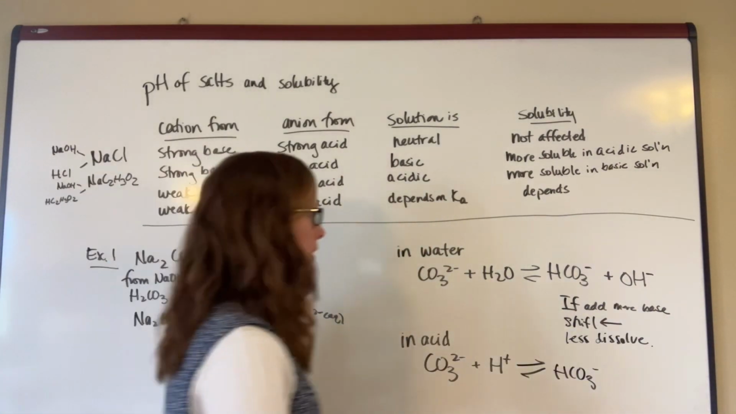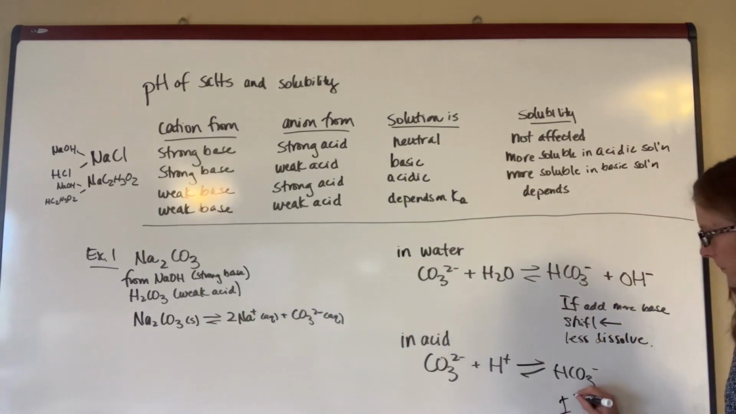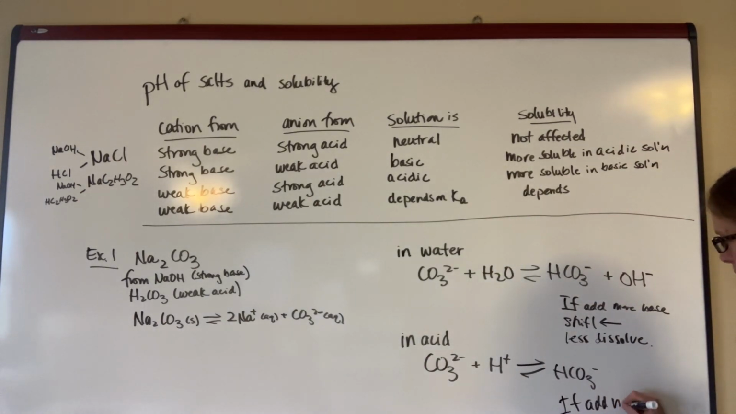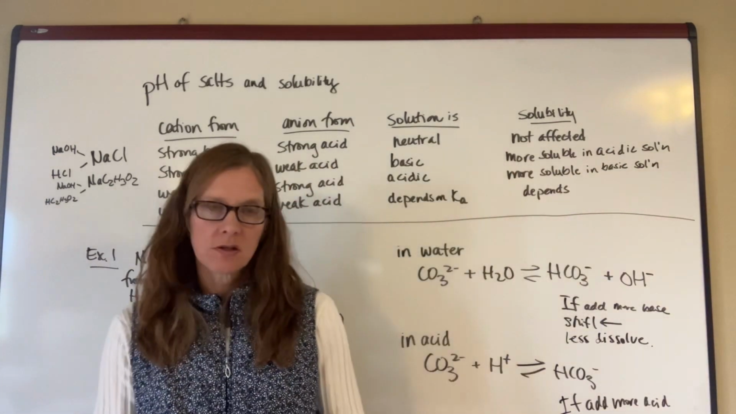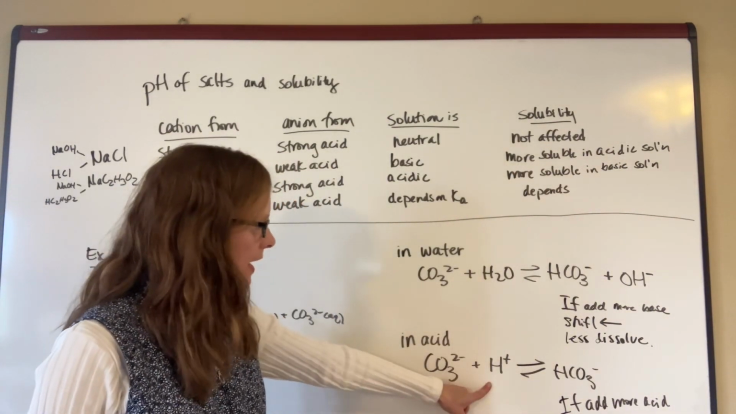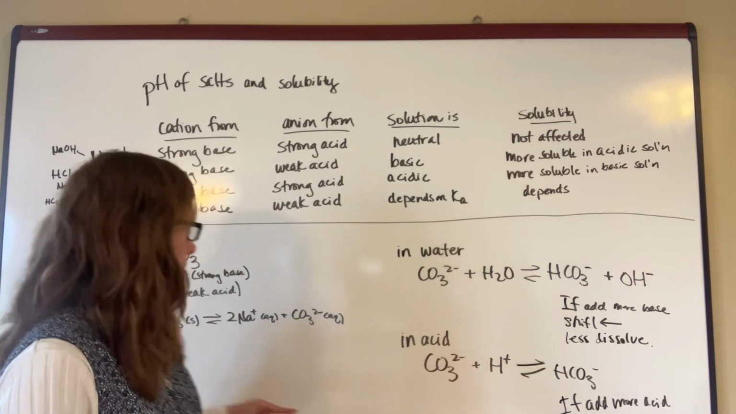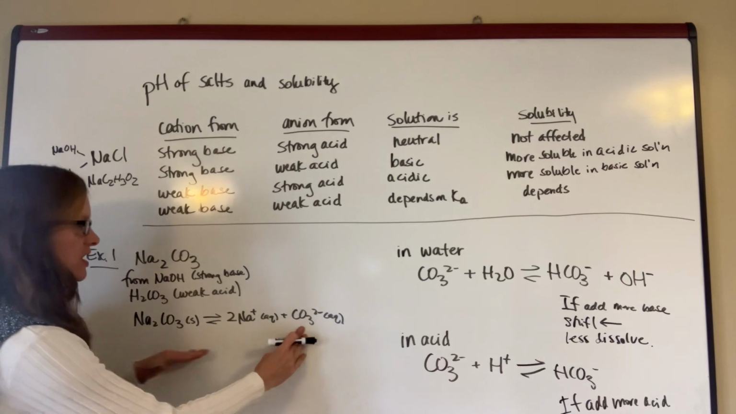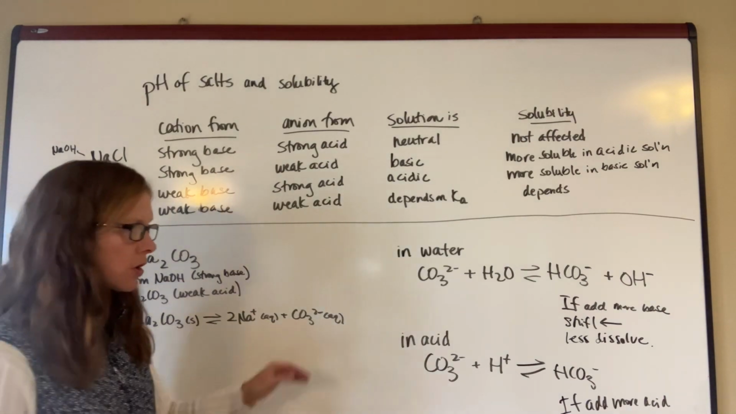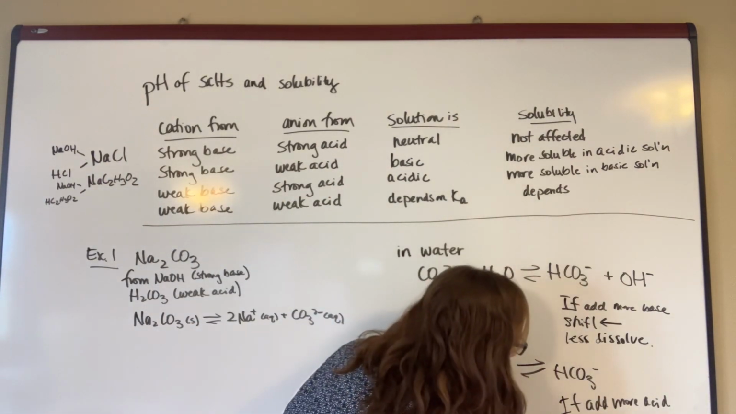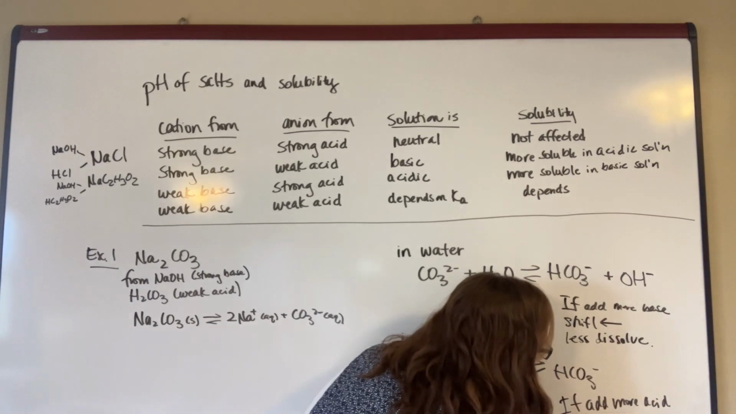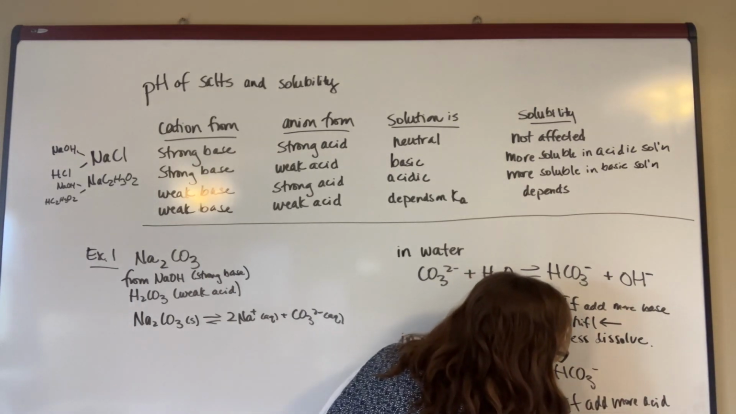So therefore, if I add more acid, the equilibrium is going to shift to the right. Again, Le Chatelier's principle, add more this way. So the equilibrium shifts this way. More of this will be used up. So if this is used up, this equilibrium shifts this way also. And so therefore, in an acidic solution, more is going to dissolve.